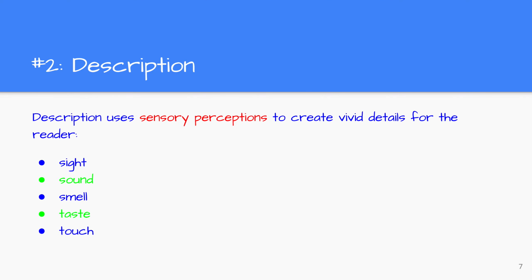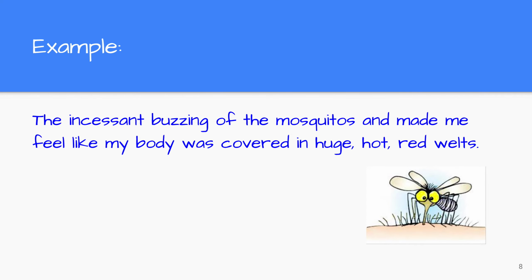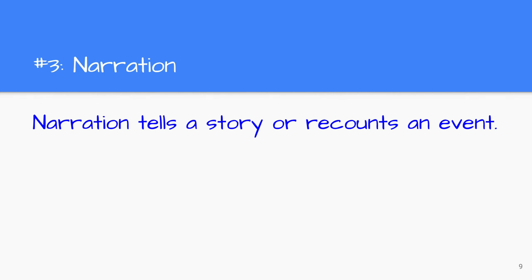Description uses sensory perceptions. In other words, sight, sound, smell, taste, and touch. You can use your own personal experiences in these 5 senses as validation for your point. The incessant buzzing of the mosquitoes made me feel like my body was covered in huge, hot, red welts. Now, I'll grant you that this is not really a sentence, but it probably gets the point across.